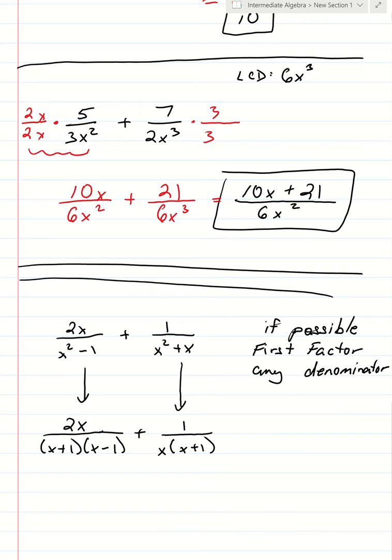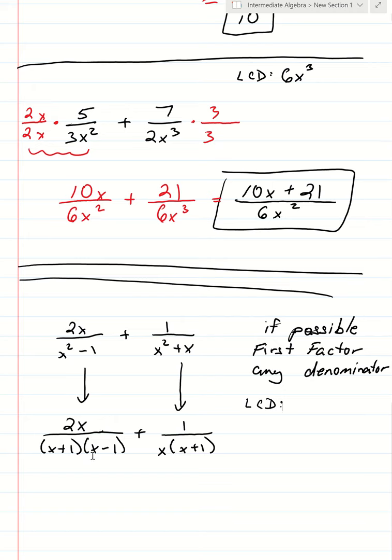Now, the lowest common denominator, okay? Because remember, we have to always form the same lowest common denominator. Listen to what I'm going to say. The lowest common denominator is made up of each different factor of the denominators. Okay? Let me repeat that. The lowest common denominator is made up of each different factor of the denominators.